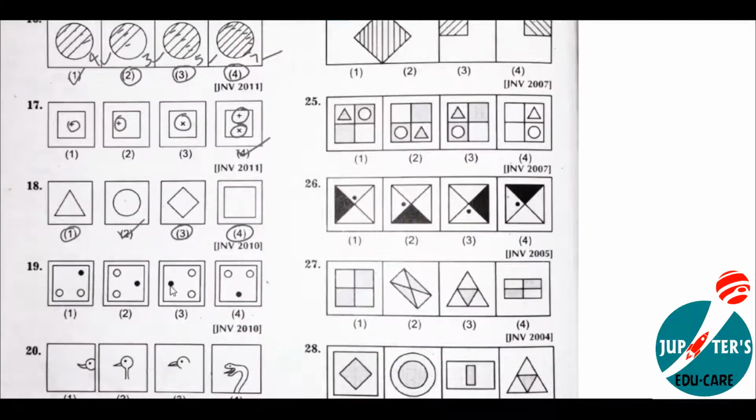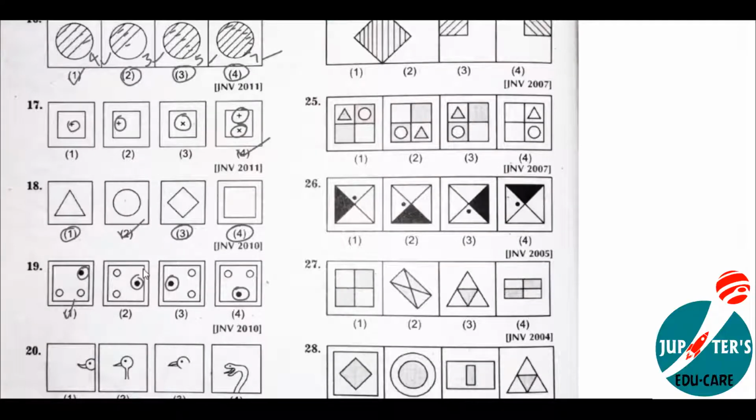In this 19th question, if you observe carefully, in option 2, this circle is exactly placed between the two circles and opposite. In option 3 also, this circle, means shaded circle, is placed between the two circles and opposite. In option 4 also, this shaded circle is placed between the circles and opposite. But in case of option 1, this shaded circle is not placed between the circles. So 1 is our answer in this question.